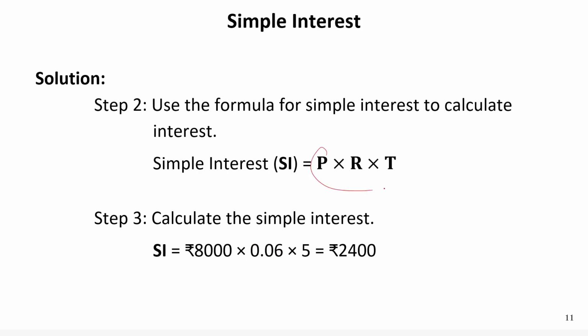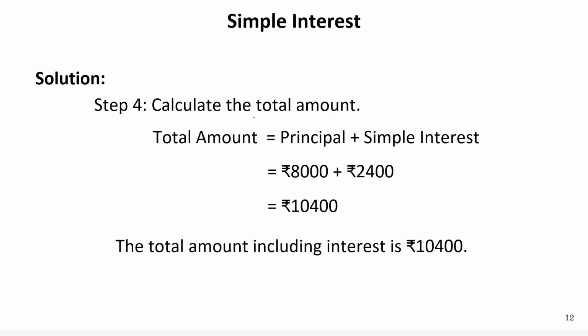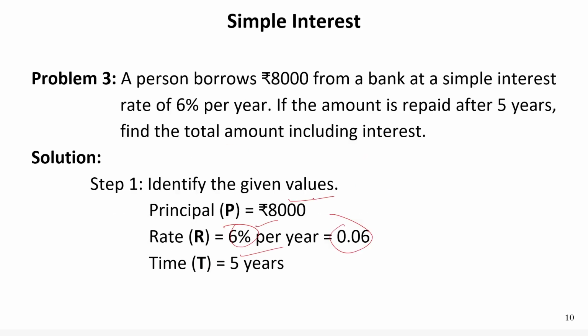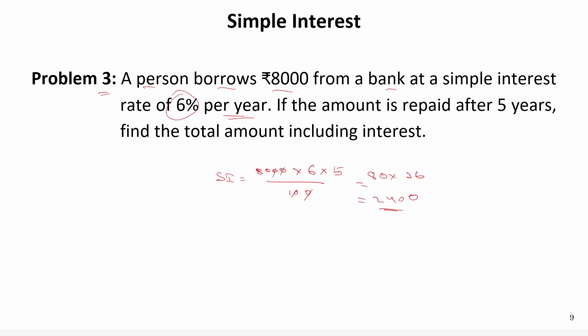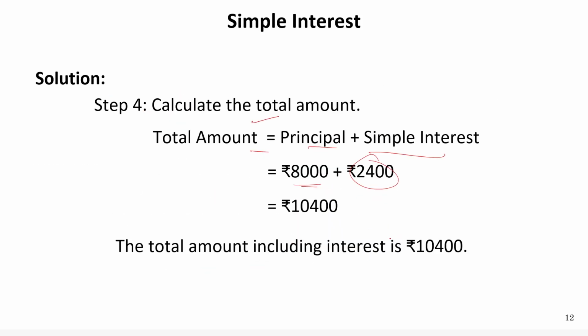So using the formula SI is equal to PRT, we calculate the simple interest. So 8,000 into 0.06 into 5 is equal to 2400. So calculating the total amount will be principal plus simple interest. So the simple interest is 2400, but the total amount will be plus 8,000, right? So 2400 plus 8,000. So the correct answer is 10,400. This is the correct answer.